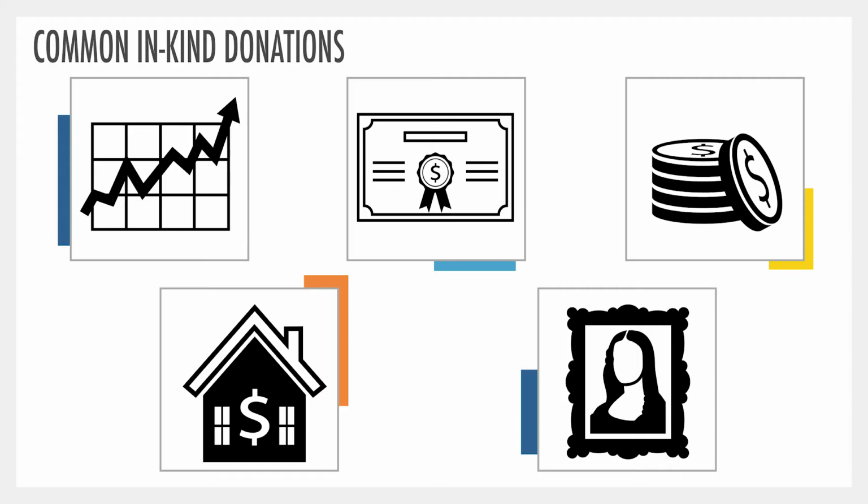There's many kinds of appreciated assets. Some of those here are appreciated stock, just like Apple, or bonds, or gold, or precious metals. You can also donate real estate as an appreciated asset, or appreciated artwork, or anything that has an appraised value.